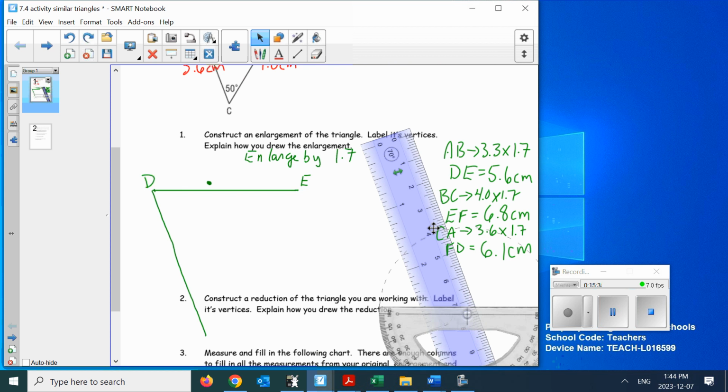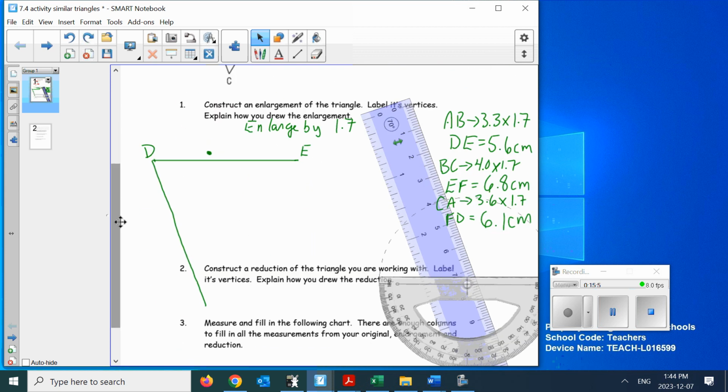Okay, that's just because of a little bit. We're going to just connect the other two ends. Yes? And make sure that this is 70 degrees.